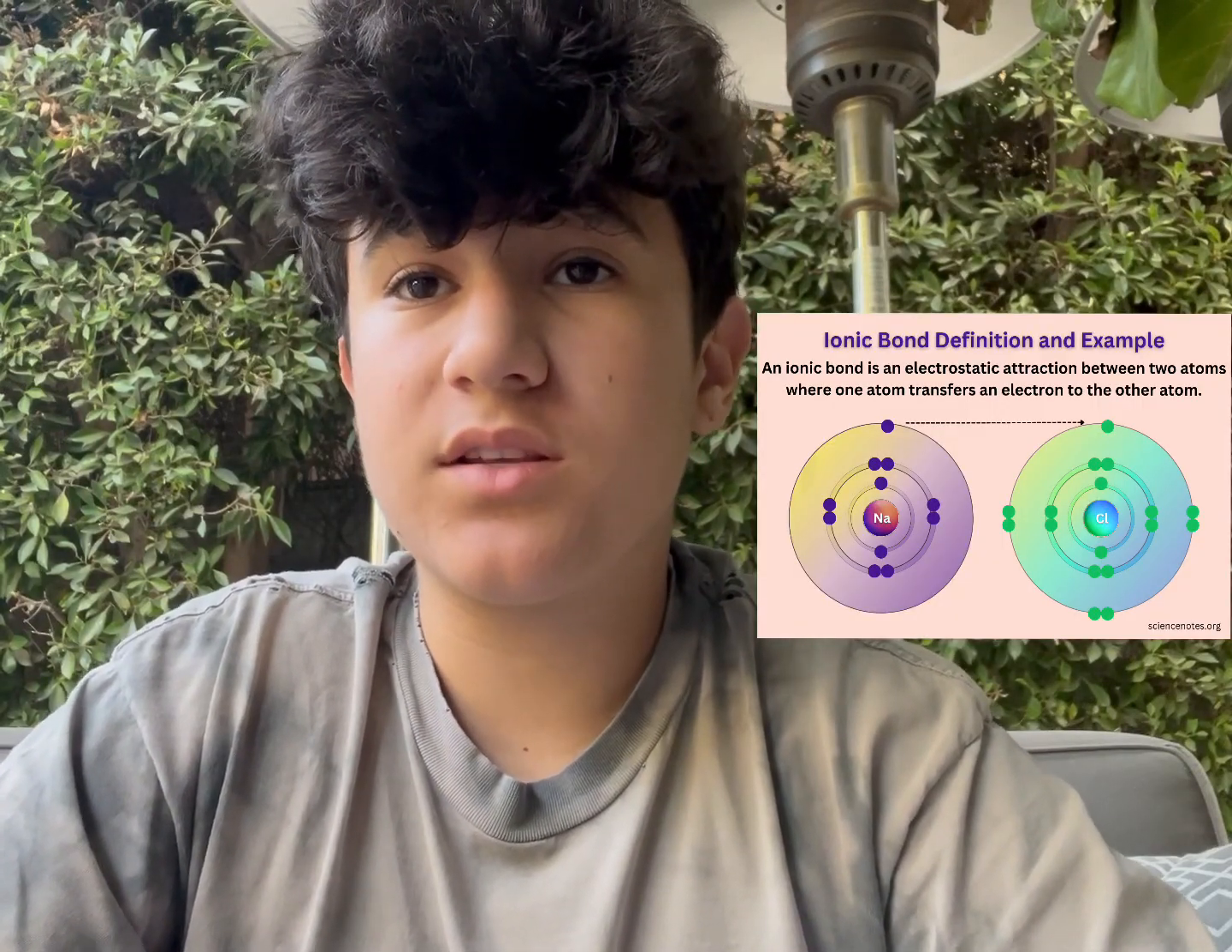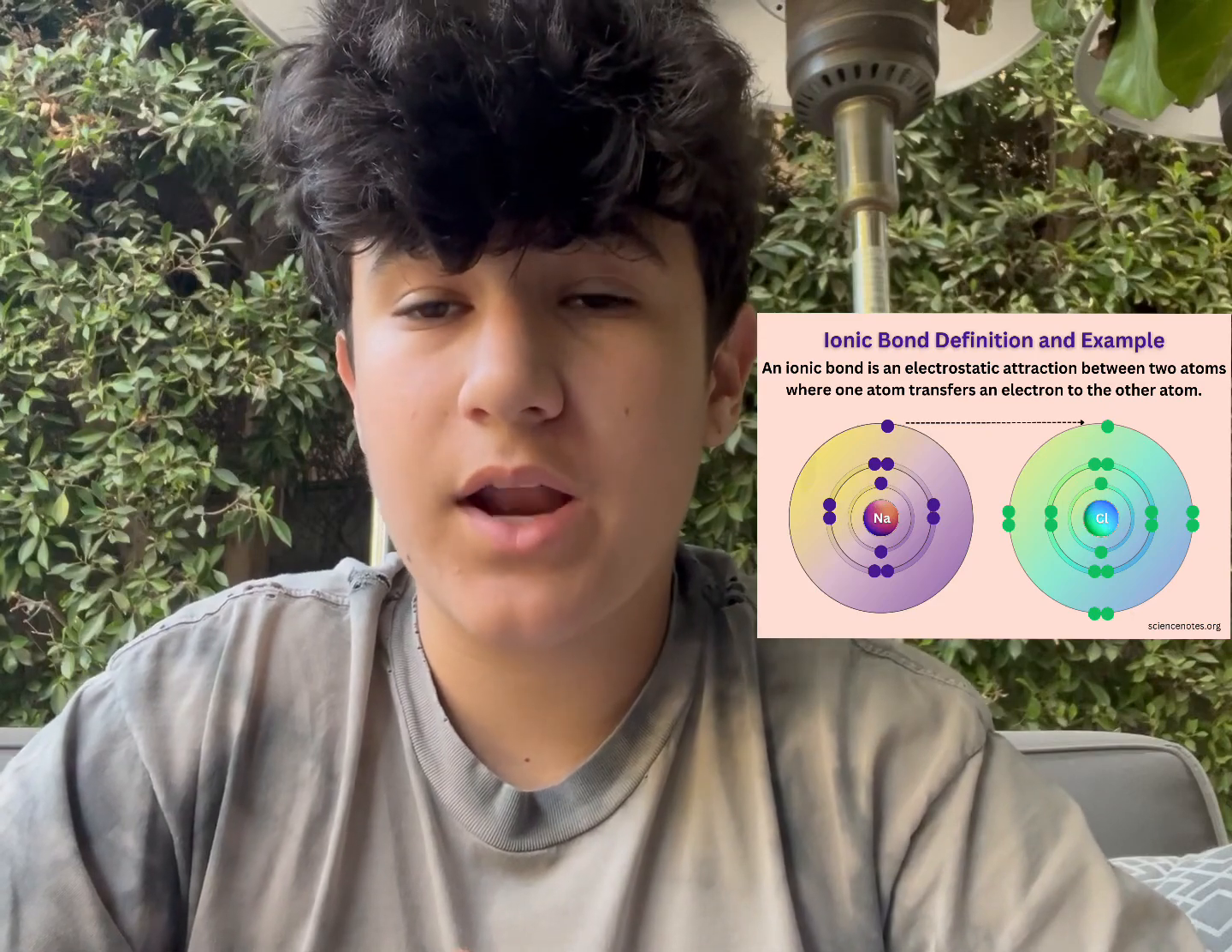First, let's define what an ionic bond is. An ionic bond is a type of chemical bond that occurs when one atom transfers a valence electron to another, resulting in a strong attraction between the two oppositely charged ions. Now, let's talk about how these bonds form, especially between metals and nonmetals.